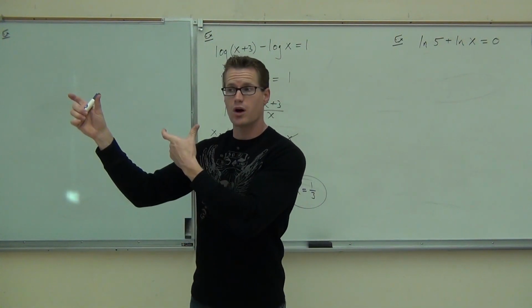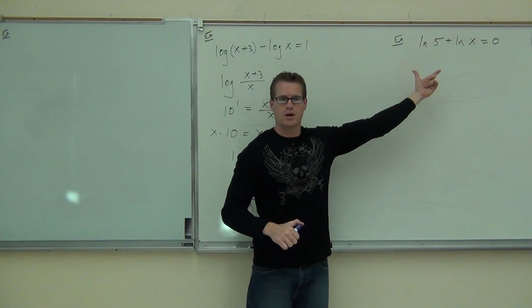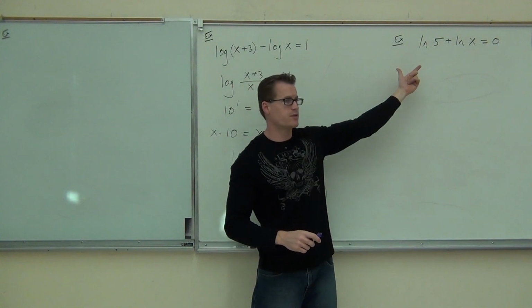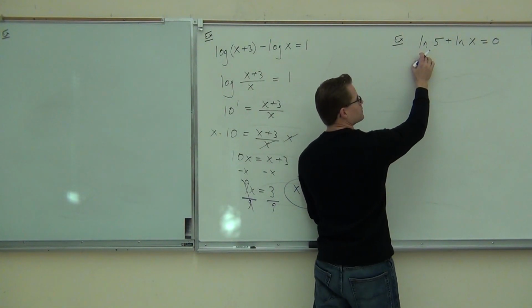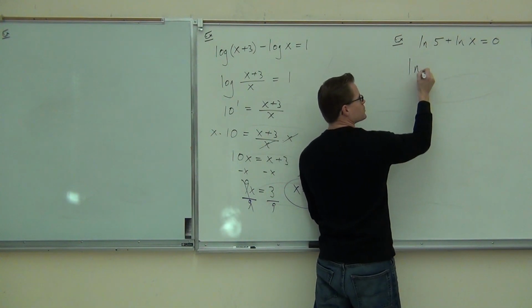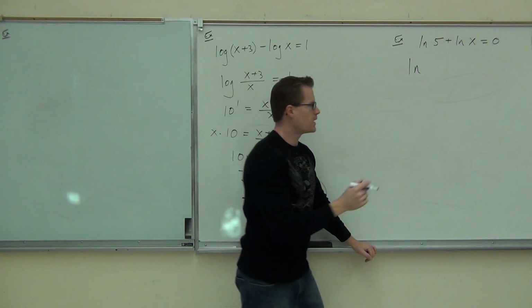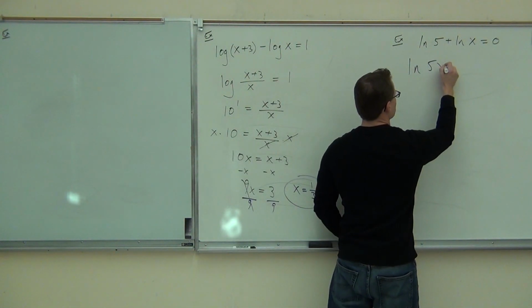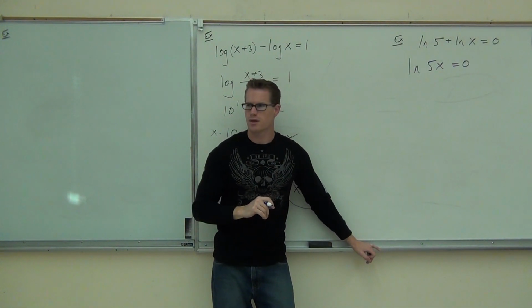You're going to leave them as two logarithms? Did we leave this as two logarithms? Can you combine those? Are you going to combine them by addition, subtraction, multiplication, or division? What do you think? In our case up here we have natural log of 5 plus natural log of x. That means we can combine them into one natural log of, is it 5 plus x or 5 times x? 5 times x equals 0. You sure you're okay with that?